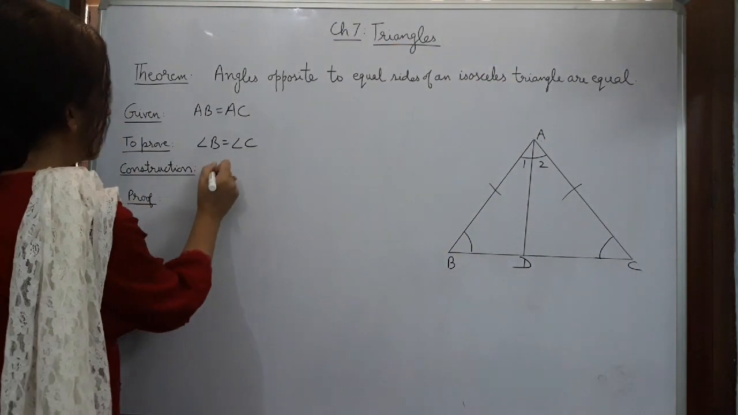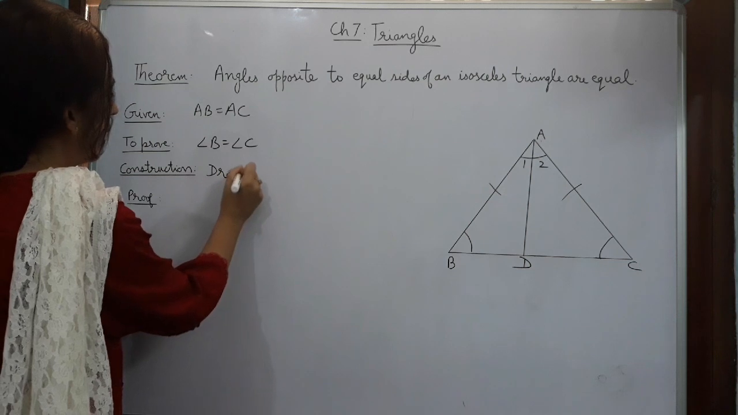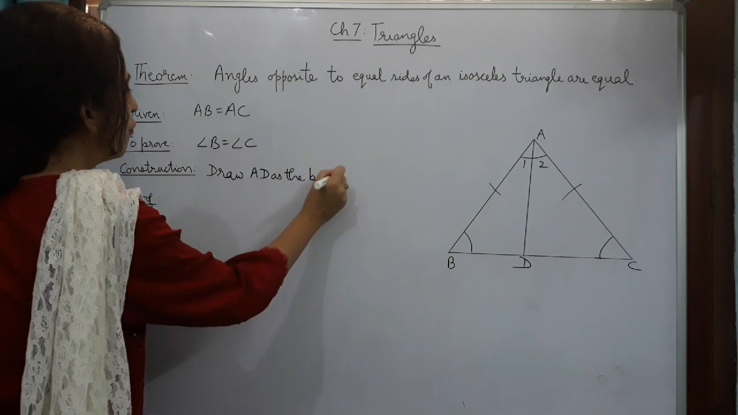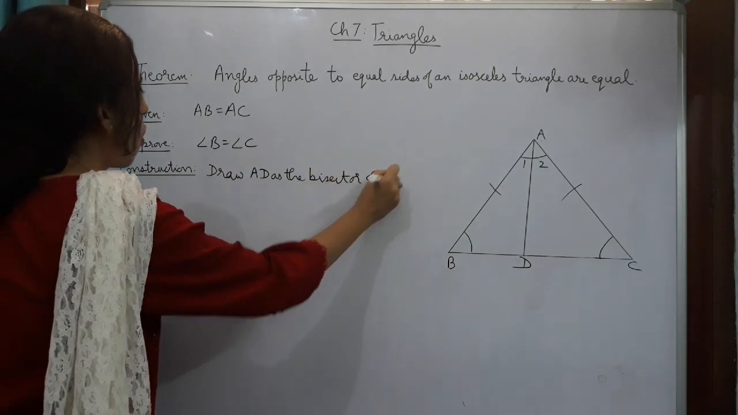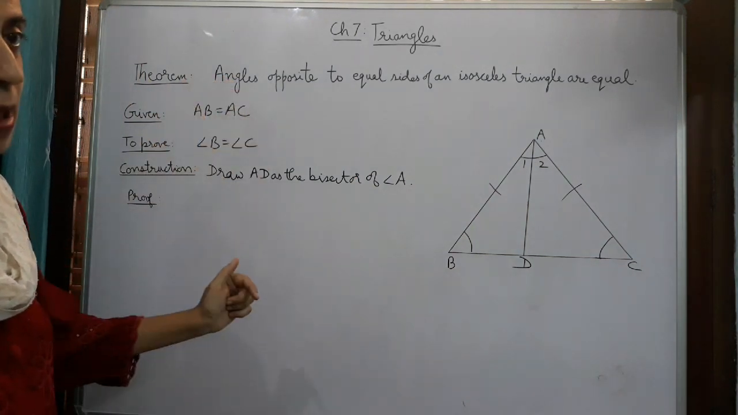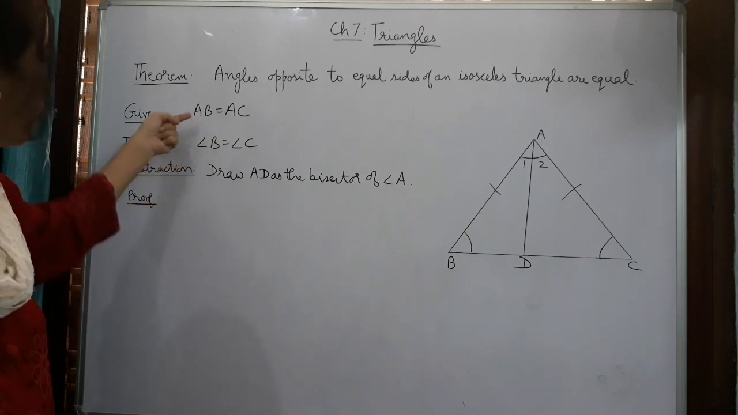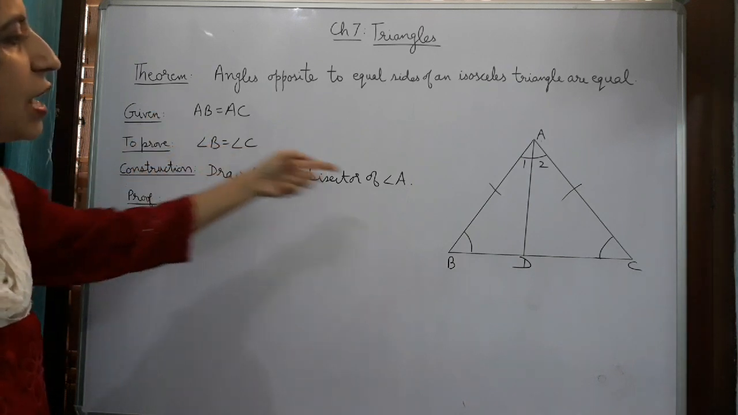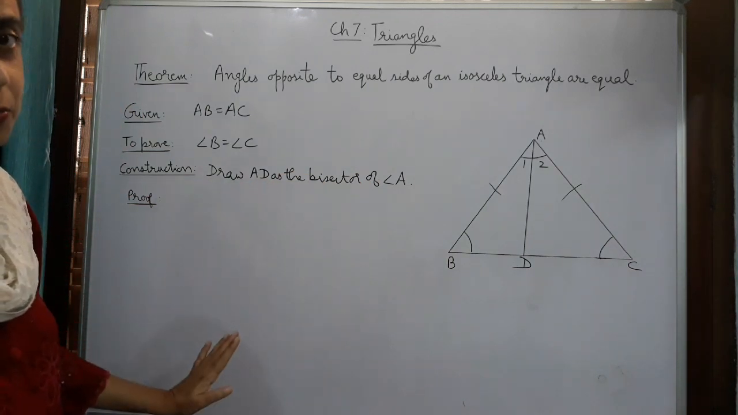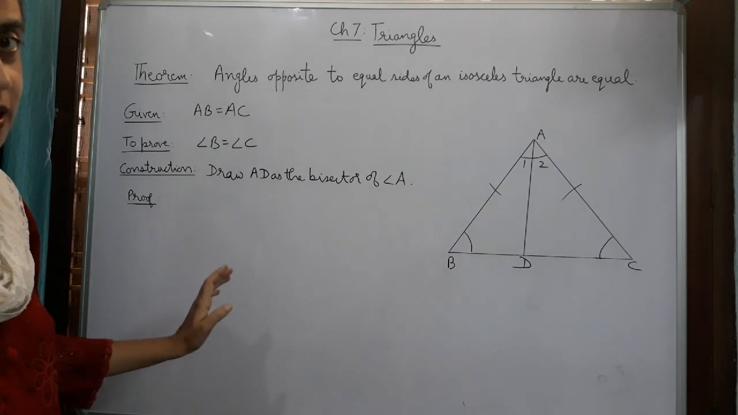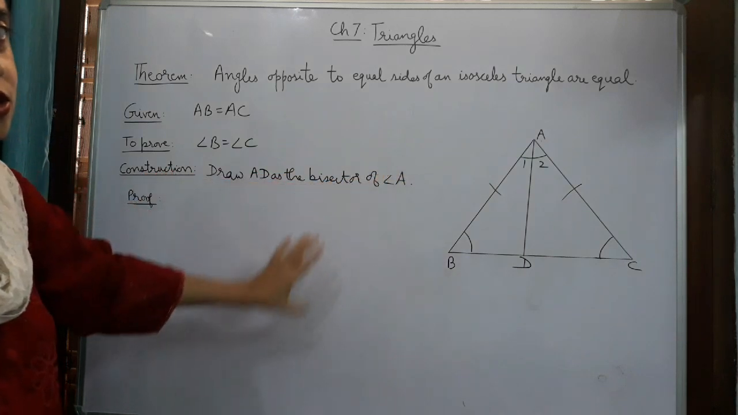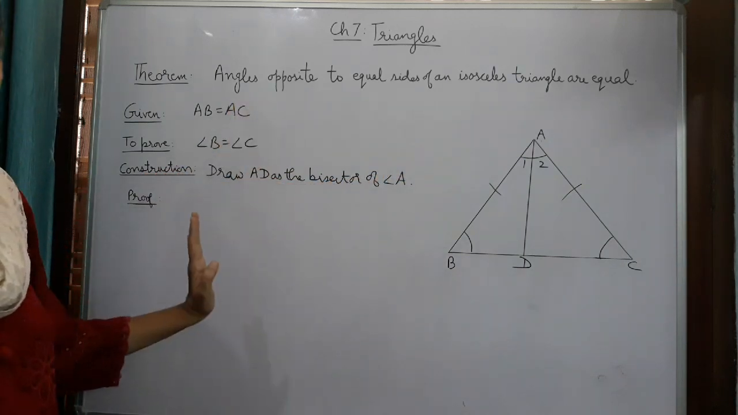So construction is we draw AD as the bisector of angle A. Whenever any theorem comes for proof, remember you have to do it systematically. You have to write down given, to prove, figure should be complete, construction if there is a construction, and then the proof. Because according to the CBSE marking scheme, marks are there for each of these: given, to prove, figure, construction and proof. So you will have to write down all the steps.